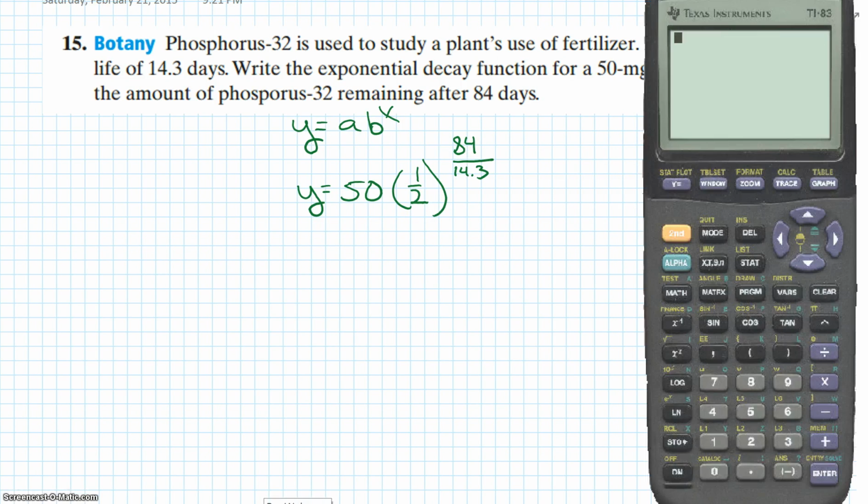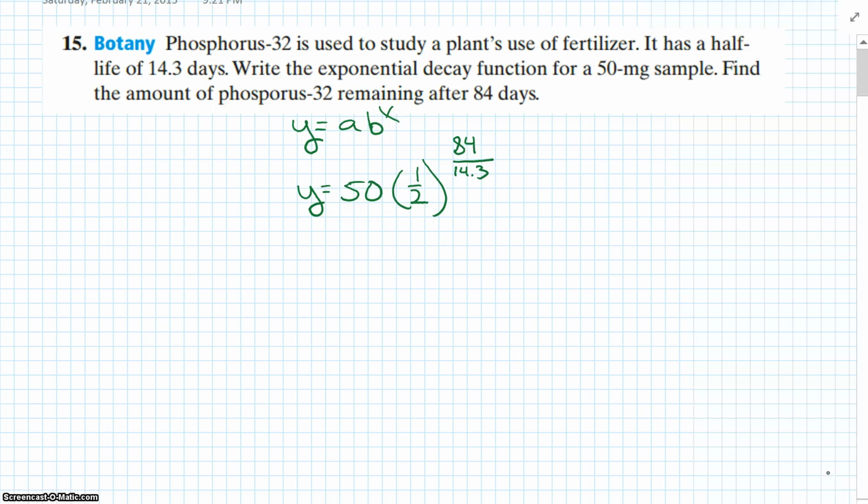So let's plug it in the calculator. So we get 50 times 0.5 raised to the 84 divided by 14.3. Close parentheses, enter. 0.852. So y is equal to 0.852 milligrams. Okay, well, it goes through 6 half-lives, so that makes sense. That's pretty good.